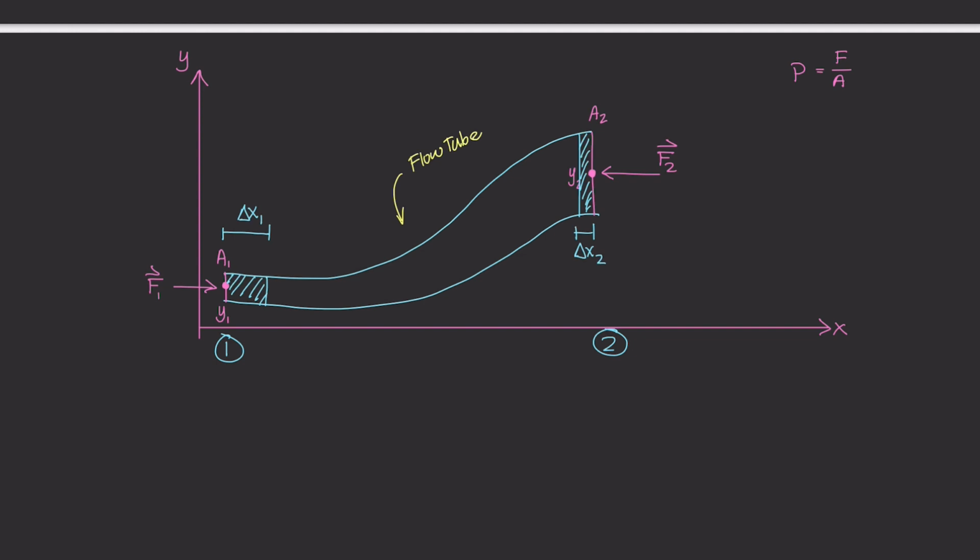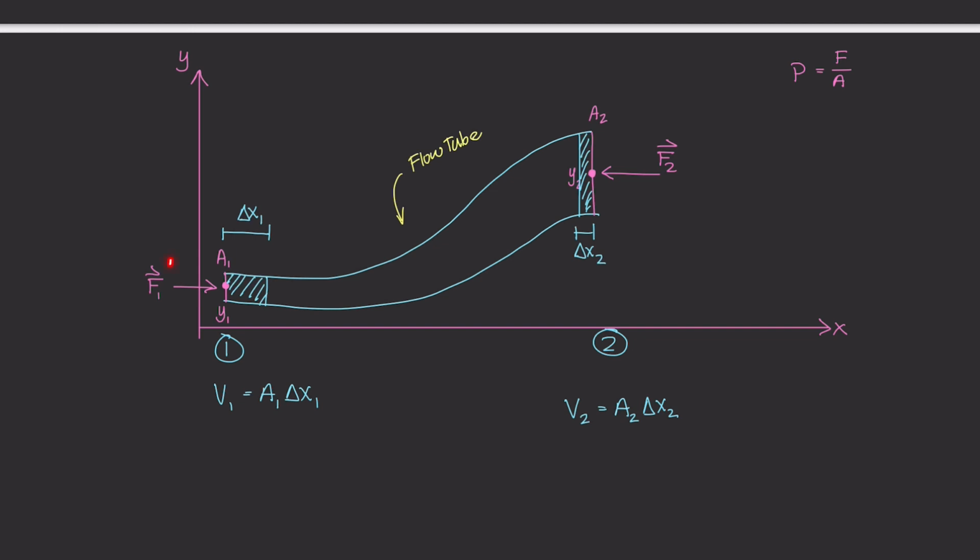So I know that the volume at 1 is going to be equal to the cross-sectional area A1 times delta x1, right? Area times distance gives us volume. And on the right, we have V2, volume 2, and that's equal to area 2 times delta x2, that distance of the fluid that got displaced.